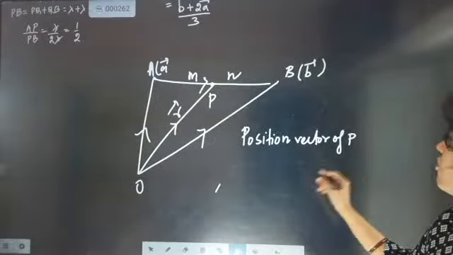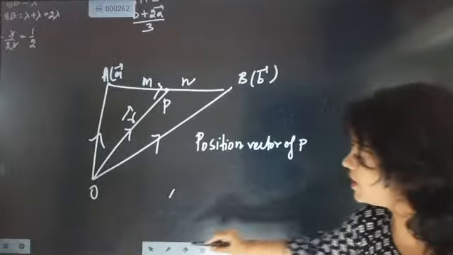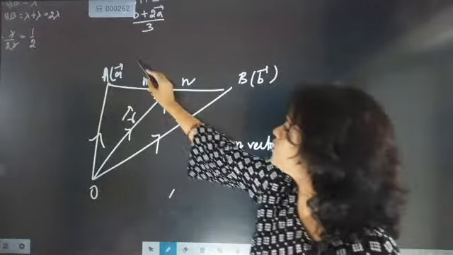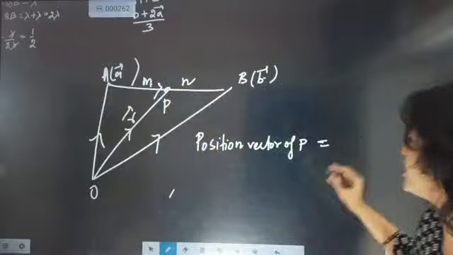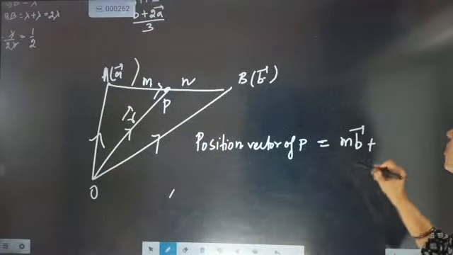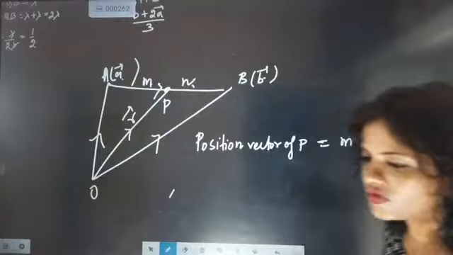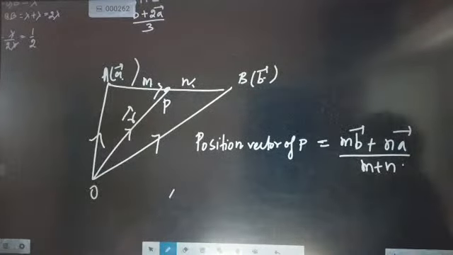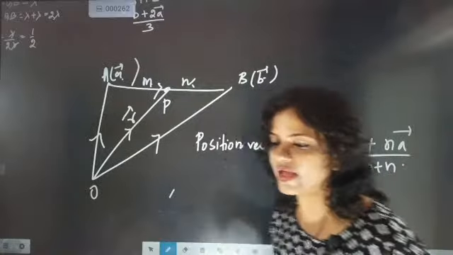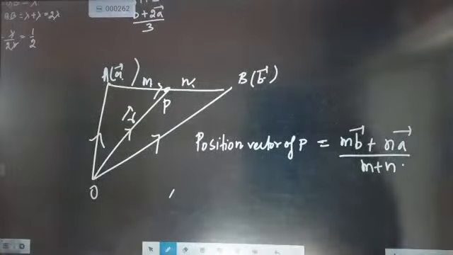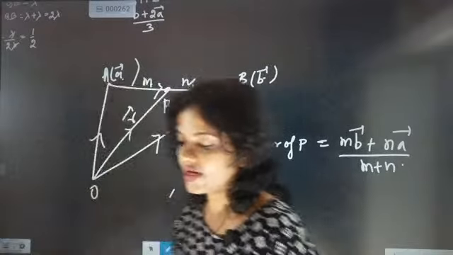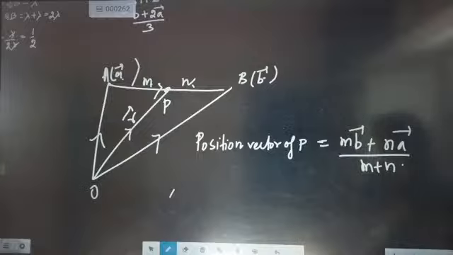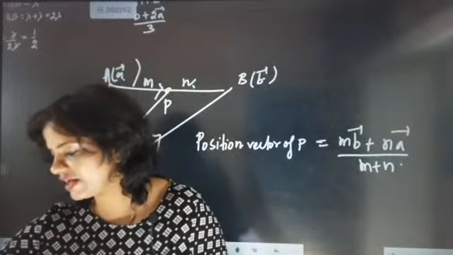So now what is the formula for position vector of P? Here m will multiply with B vector, so mB vector. Now n will multiply with A vector, so it will become nA vector, by m plus n. So this is the formula which you have to use: mB vector plus nA vector by m plus n. I repeat, mB vector plus nA vector by m plus n.